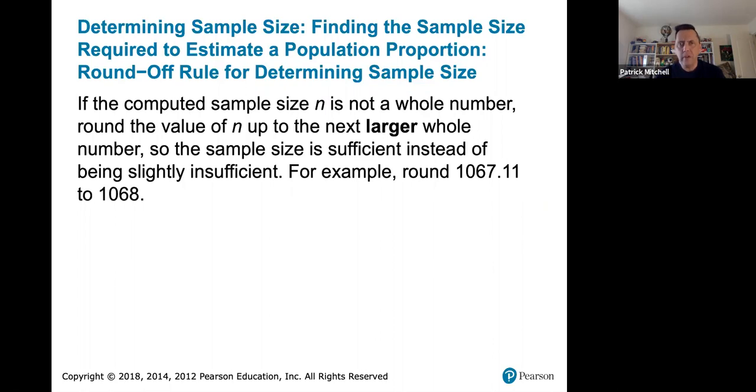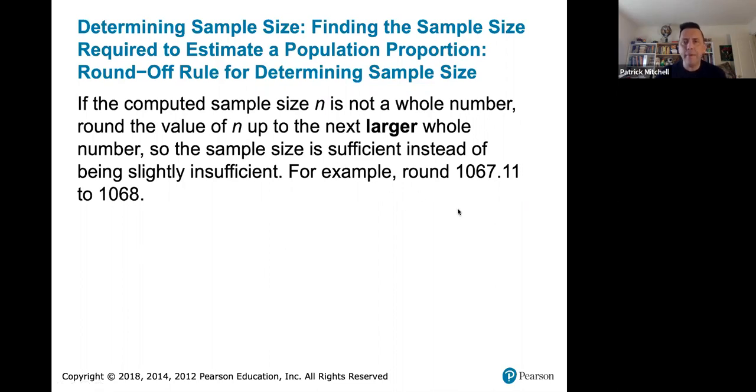1067.11 adults. Well, you can't have 0.11 of an adult, okay? So the only way to have at least 1067.11 adults is to have 1068. Because if you round it down to 1067 the way you normally would, that's not at least 1067.11. Okay. So always, always, always round sample sizes up.